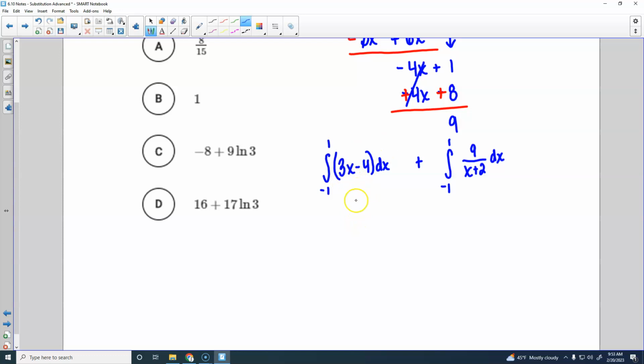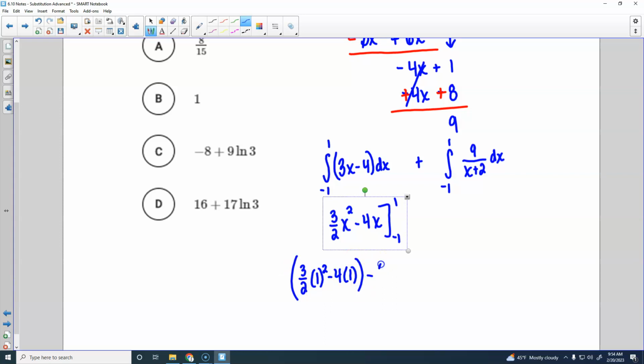To integrate that, I would get 3 halves x squared minus 4x. And I'm evaluating that from negative 1 to 1. So I'm going to just go ahead and do this whole part. 3 halves times 1 squared minus 4 times 1, minus 3/2 times negative 1 squared minus 4 times negative 1.